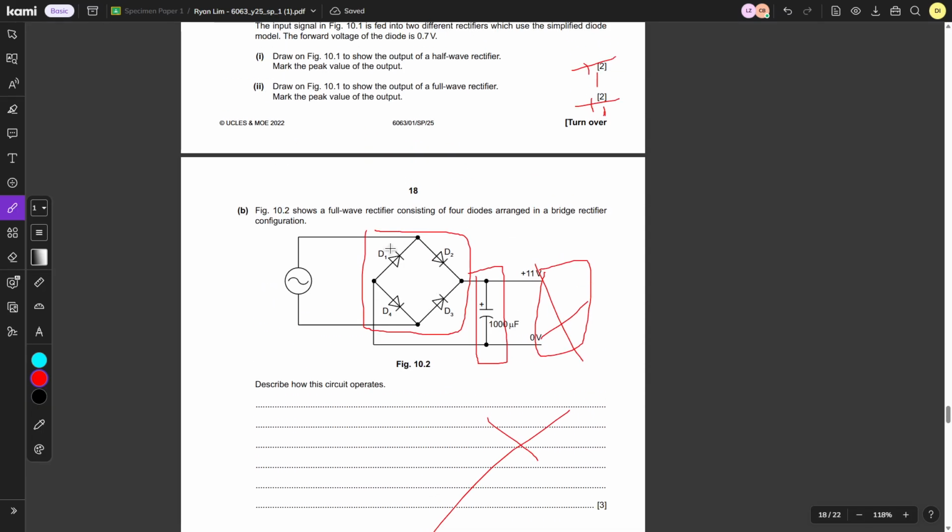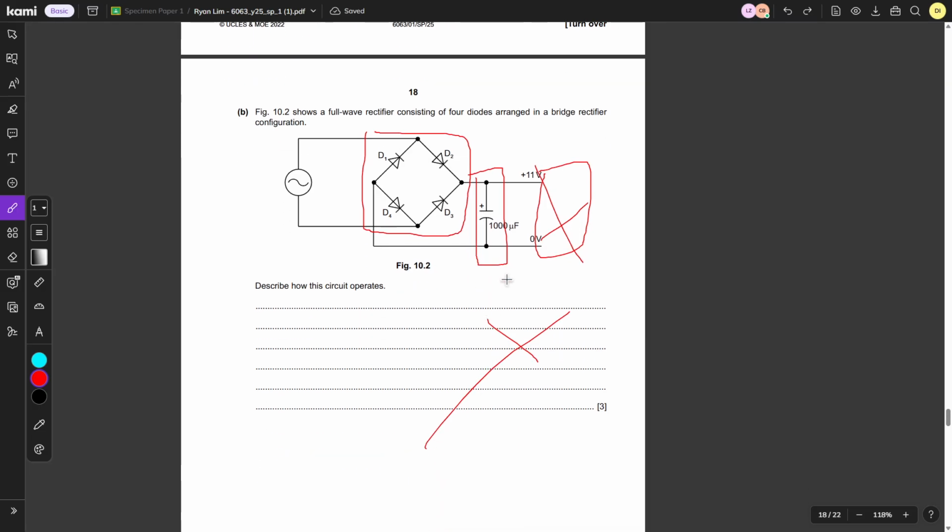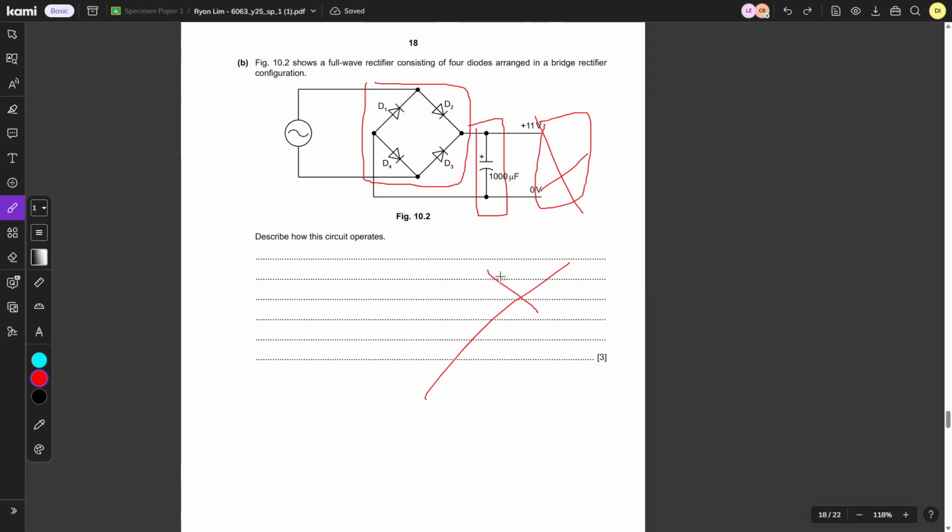2 marks is probably for the diamond. I'm not gonna explain it here. Watch the full bridge rectifier video.